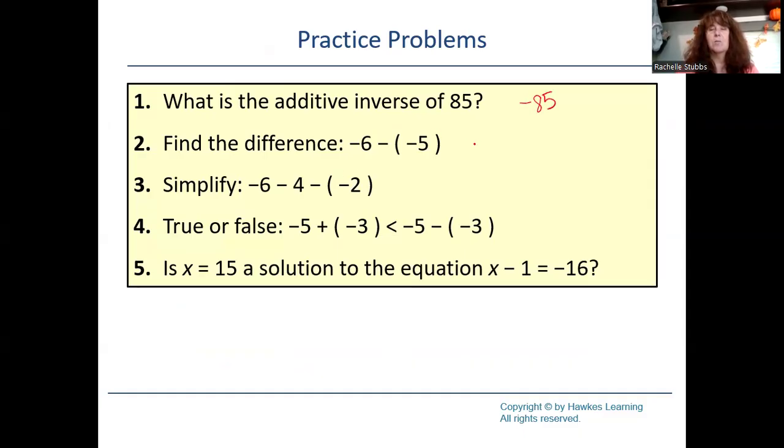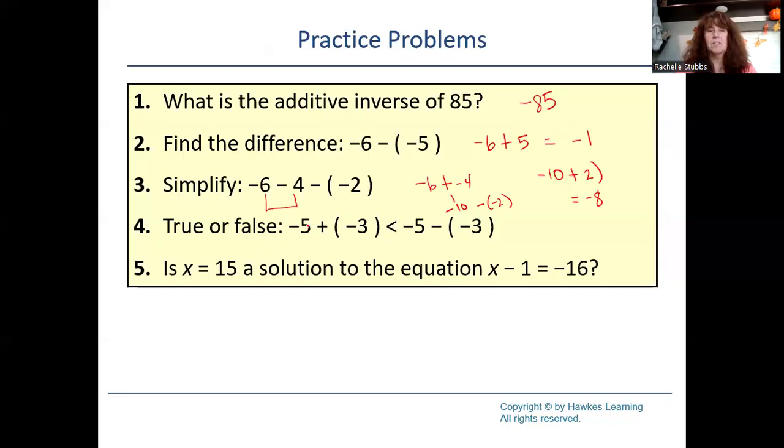Find the difference. So I'm going to rewrite this as a negative 6 plus a positive 5. And I can see when I go to battle, the negatives are going to win by 1. Here it says to simplify a negative 6. That's like saying a negative 6 plus a negative 4. That's a negative 10. And then I'm going to subtract a negative 2, but if I rewrite that, negative 10 plus a positive 2, it's going to give me a negative 8.